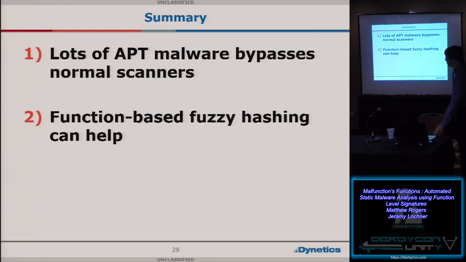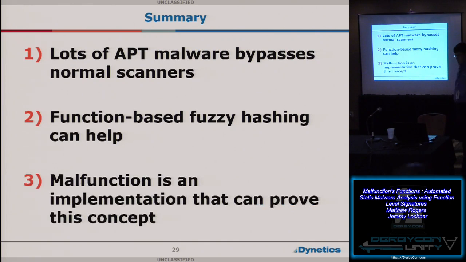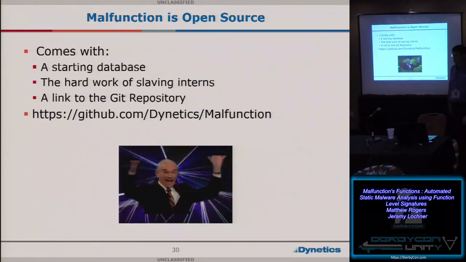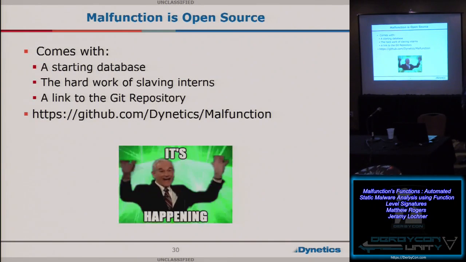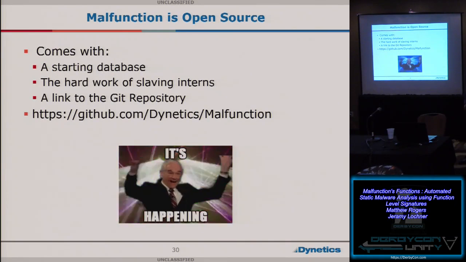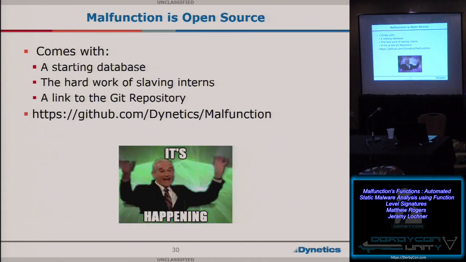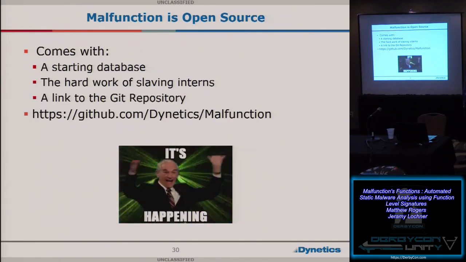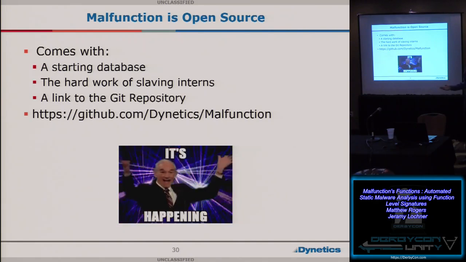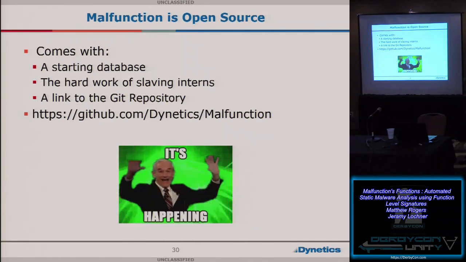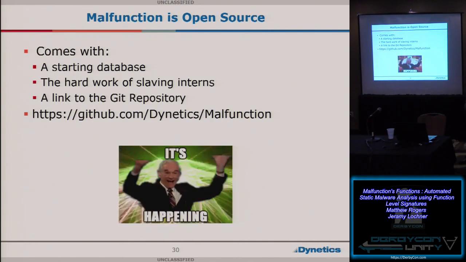So our summary: lots of APT malware bypasses normal scanners and antiviruses. Our attempt at a solution was function fuzzy-based hashing, and Malfunction is our implementation. This actually went open source this week, which we're very excited about. It comes with a starting database, the hard work of the slaving interns, which ranged from just the 2 of us to 5 at one point, as well as the link to the Git repository there if any of you would like to try it out.